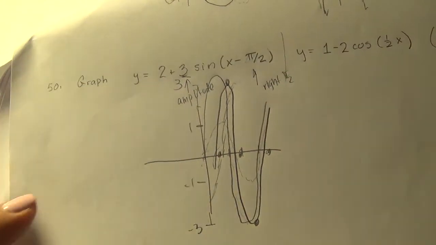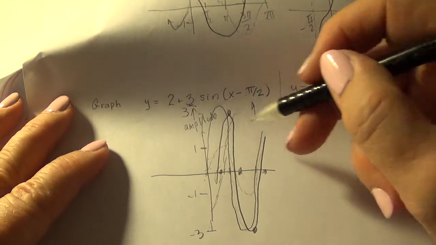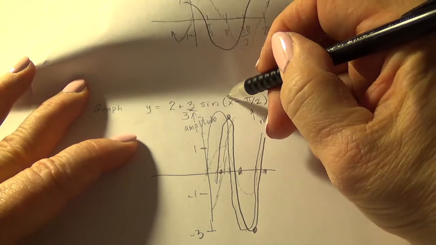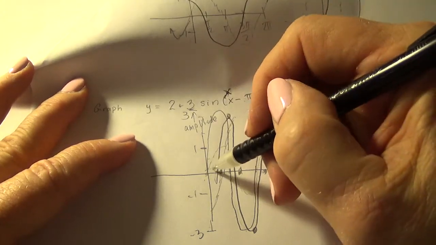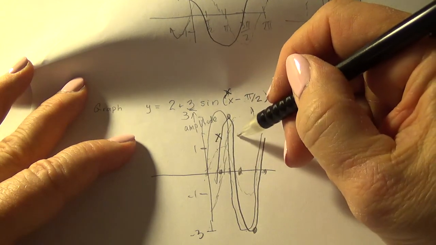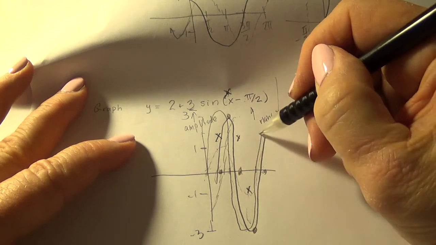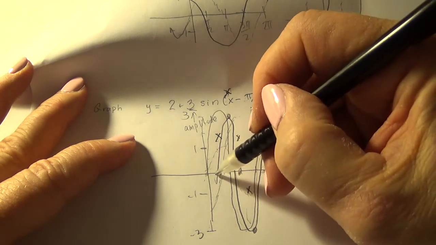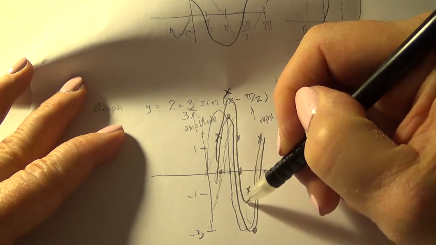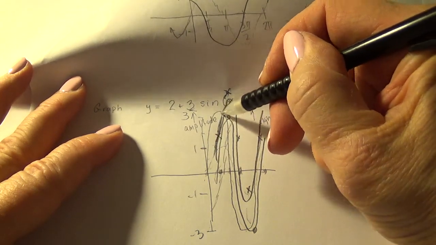So I move the whole thing to the right, pi over 2, and this 2 will move the whole thing up. So instead of this, this point will go up to, I'll put an X, this point will go up to, this point will go up to, this point will go up to, this point will go up to, and I'm going to connect all my X's up. Alright, so the last one I'll darken.